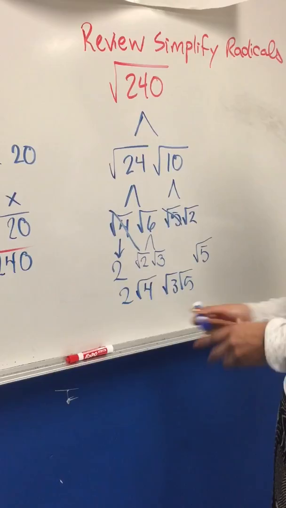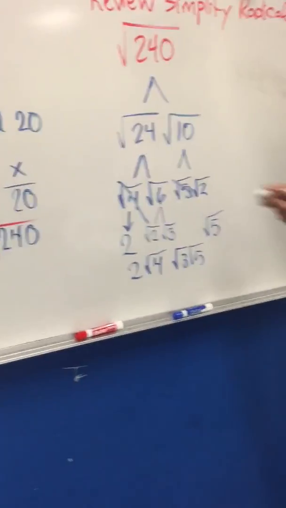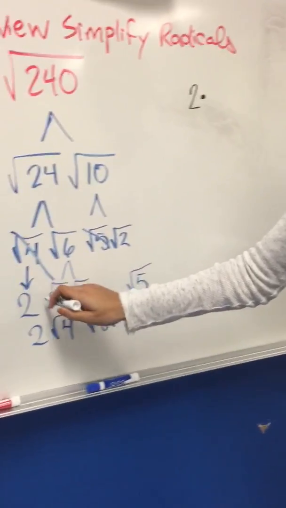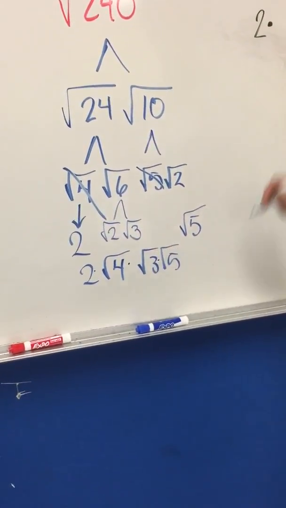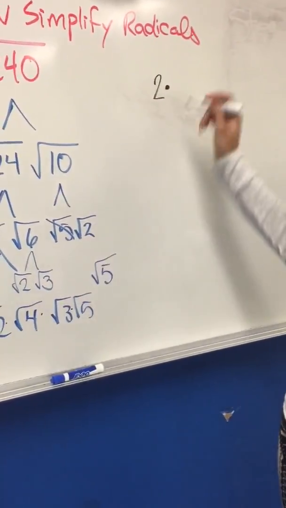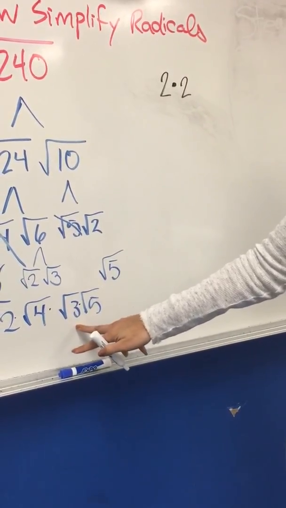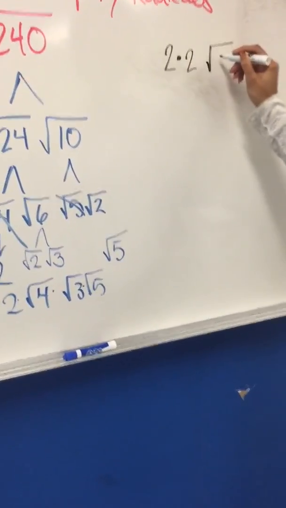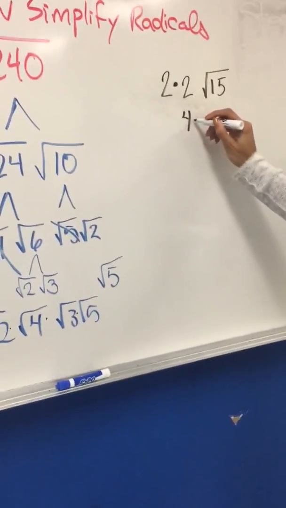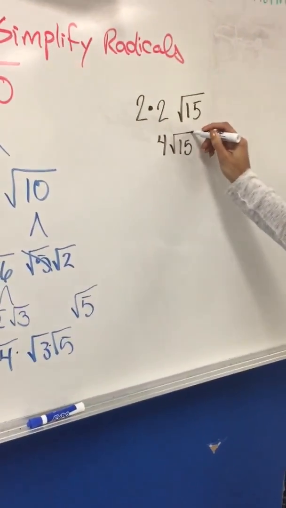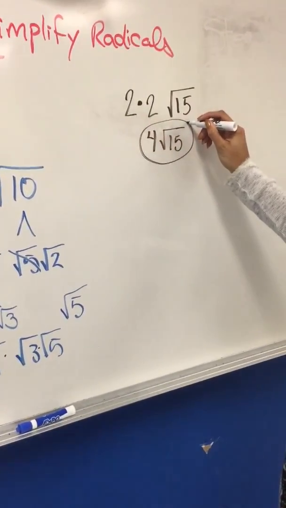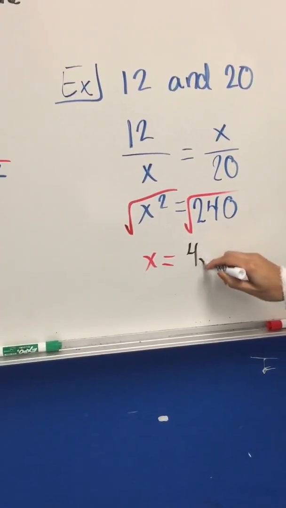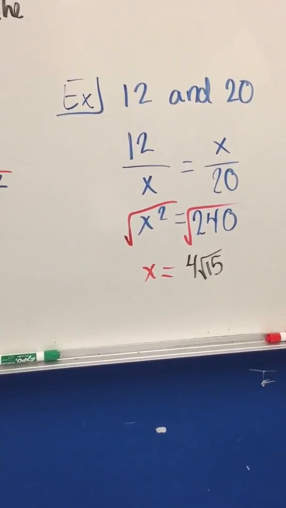Let's simplify this one more time and we'll be done. So I'll have 2 times, remember all of these are multiplication. 2 times, what's the square root of 4? 2. The square root of 3. 3 is a prime number, 5 is a prime number, so I'll bring those together. So 4 radical 15 is my simplified answer. Again, what is my geometric mean? It is 4 radical 15.